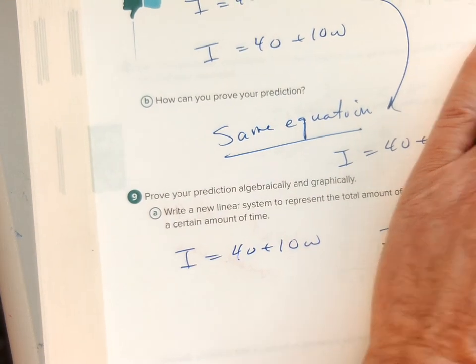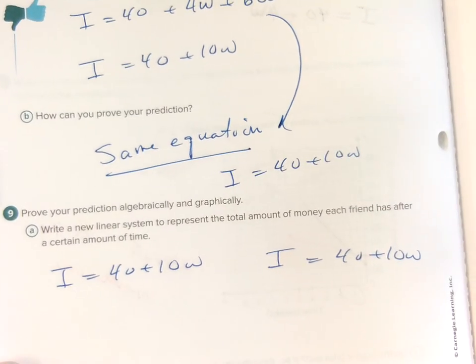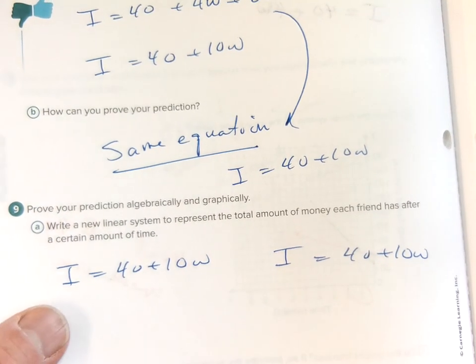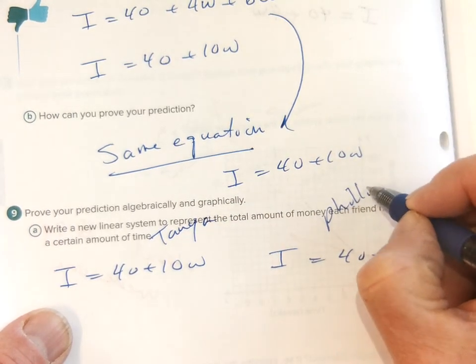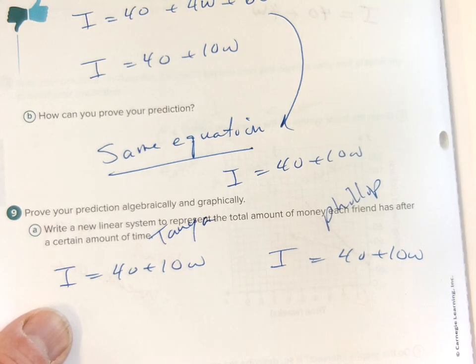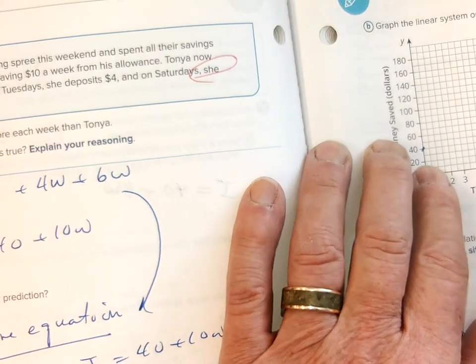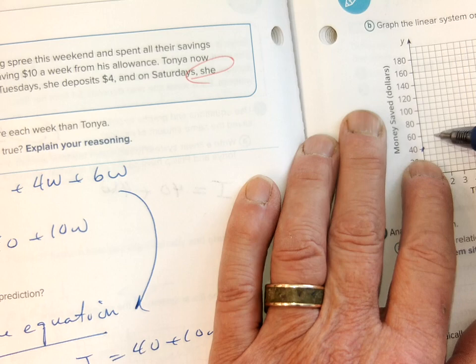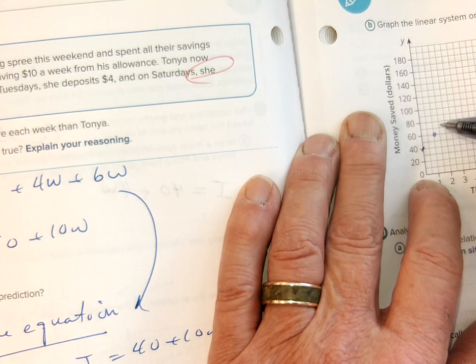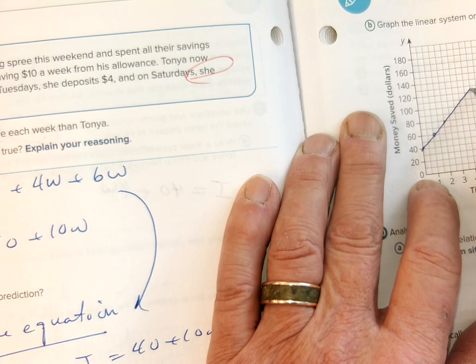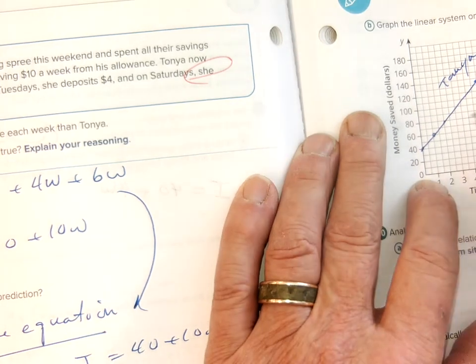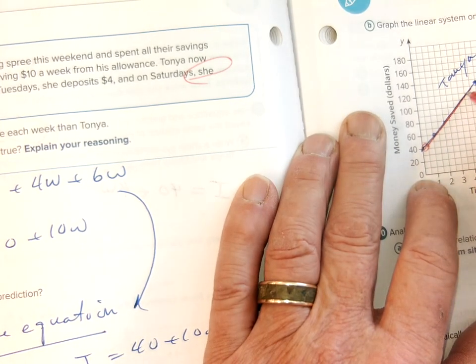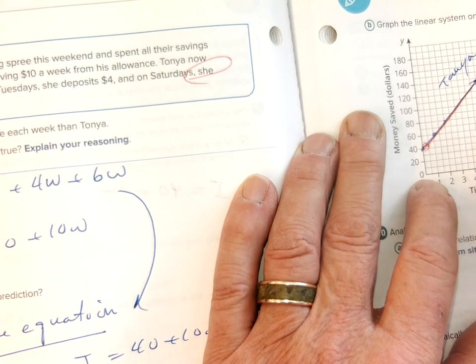How do I graph that? Go over to my graph. There it is. This is Tanya and Philip. Let's see, 40 and $10 a week. Up 10 over 1. Let's say that's Tanya, and Philip's we'll use a different color. It's the exact same graph. There's Philip.